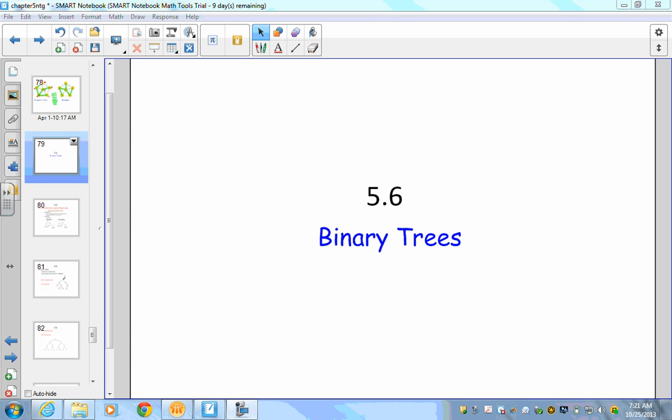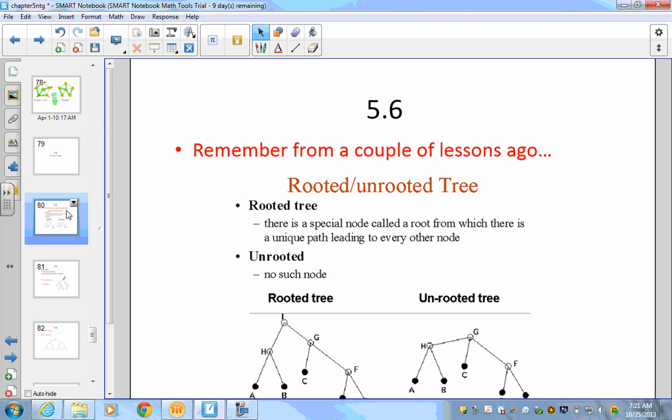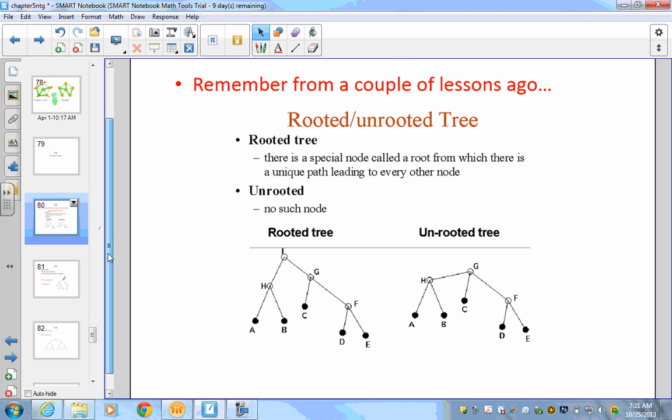Okay, in this video we're going to be talking about section 5.6, which covers binary trees. So we are still dealing with trees, which, if you guys remember, a tree is a connected graph with no cycles. So let's lay the foundation of what a binary tree is. The first thing is that it has to be a rooted tree.